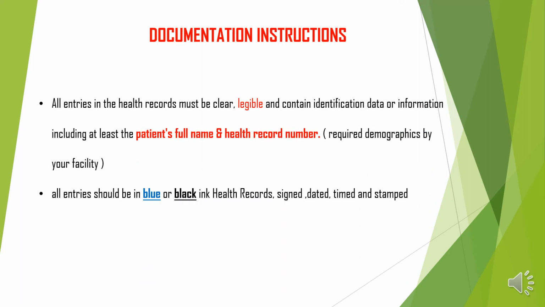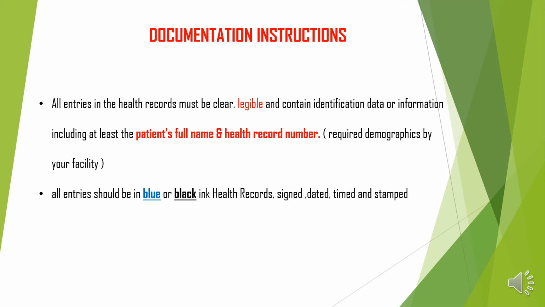So again, all entries in the healthcare record must be clear and legible, and contain identification data or information, including at least the patient's full name, health record number, and the required demographics by your facility. So any form inside the medical record, we have to document the demographics, especially the full name, 3 names or 4 names according to your hospital policy, and the medical record number. Then every single entry should be legible and clear. We can read it. It's very clear, because we saw some physicians who write something that is not legible, not clear.